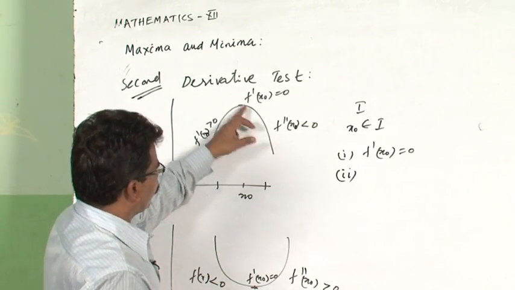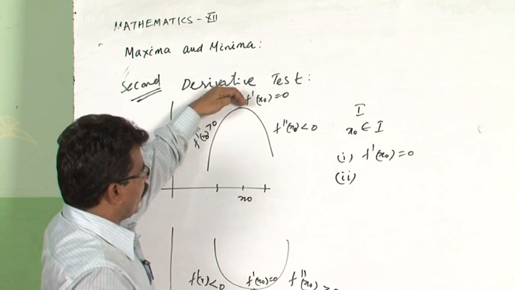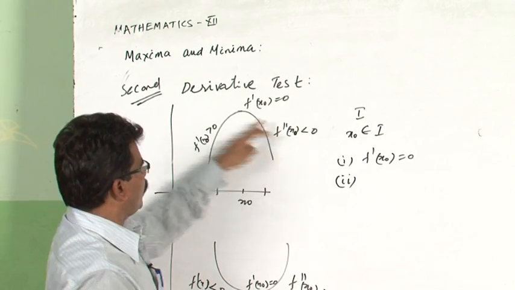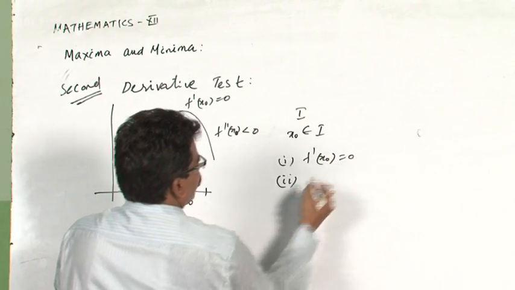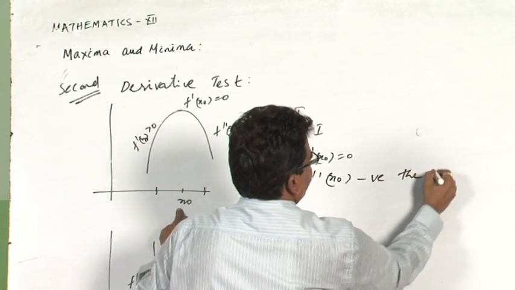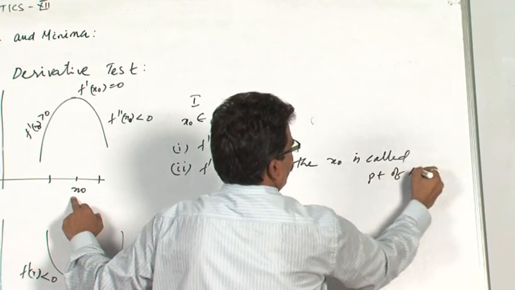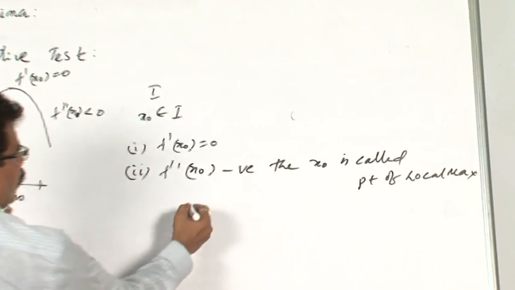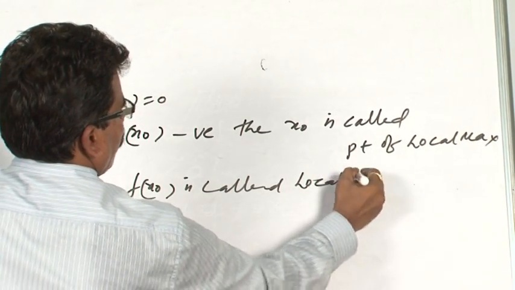See here, it is increasing, it is attaining 0, that means the derivative is 0 at that point, and after that it is changing its direction, that means f double dash is negative, so that point is a maximum. Therefore, if f dash x naught is equal to 0 and f double dash x naught is negative, then x naught is called point of local maximum, and f of x naught is called local maximum.